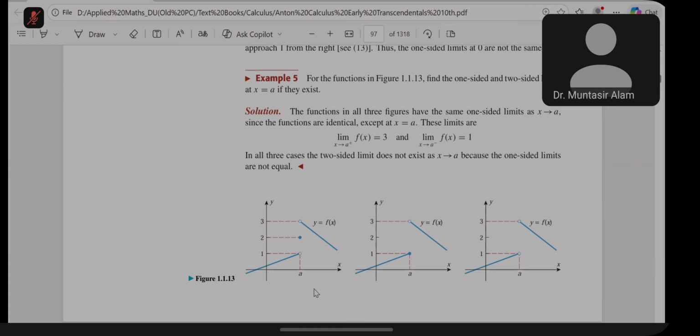for a function to become continuous, and one of them is function value should be equal to limiting value. Here, limiting values are different as well as limiting value and the function value are also different. So function is discontinuous at x equal to a. What about the middle figure, the second figure?